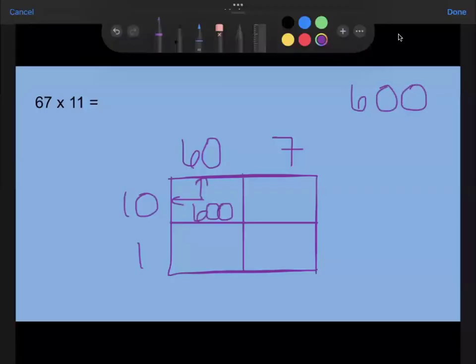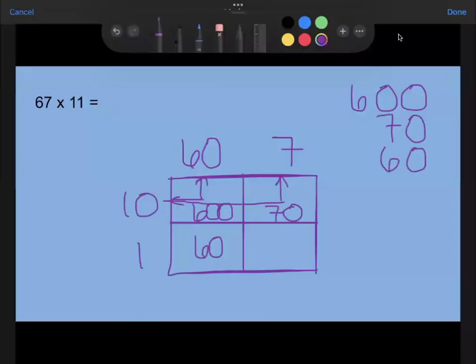So the number for this box over here is the number on top times the number off to the side. So 7 times 10 is 70. So again, I'm going to go ahead and put that here. Then the number down on the bottom left is going to be the number up here on top, which is 60, times the number out to the side, which is 1. So 60 times 1 is 60. So I'm going to add that right here.